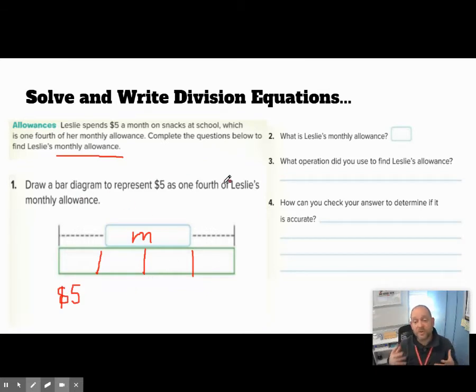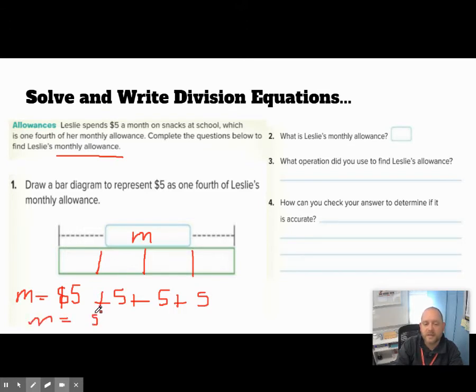Now, you could figure this out just using your bar graph, because if this is $5, that means each one of these is worth 5. And if I have them all together, that should equal my M. If I add these all together, 5 plus 5 is 10, 15, 20. My M equals $20. But ladies and gentlemen, of course, that's not solving this using multiplication, which is what we said we were going to do today. So how can I figure this out and write this out as an expression?